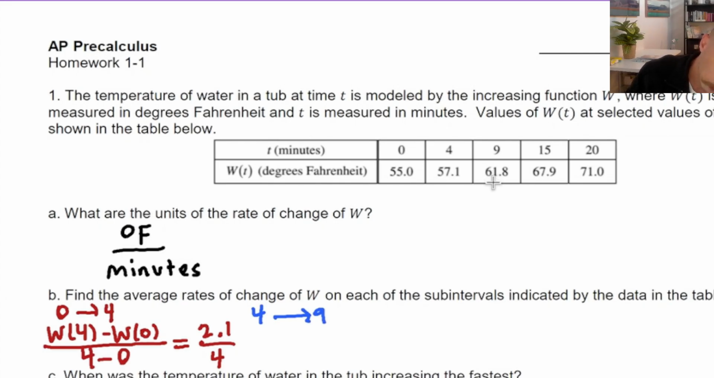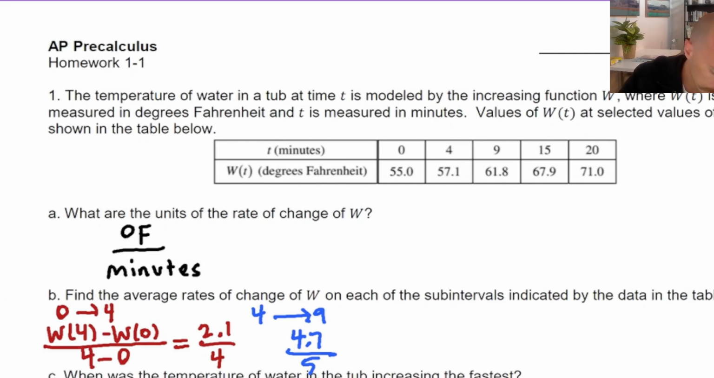All right, so from 4 to 9, W of 9 is 61.8 minus 57.1. It would be 4.7 divided by 9 minus 4 is 5 degrees Fahrenheit per minute. So, I'm not sure which is bigger. If we got a calculator out and figured it out decimally, I'm pretty sure 4.7 over 5 is going to be bigger than 2.1 over 4, now that I think about it. So, the temperature was increasing faster during the time interval 4 to 9.